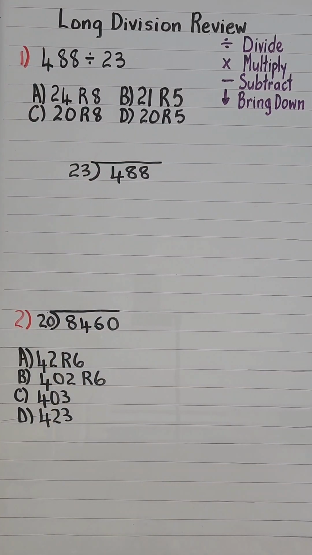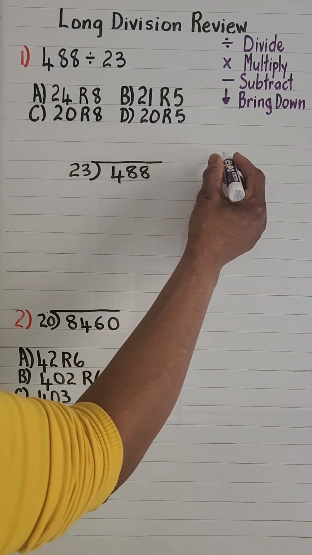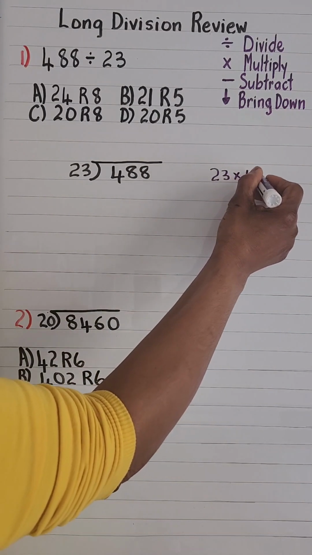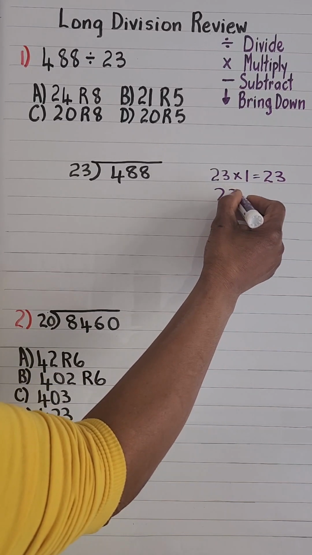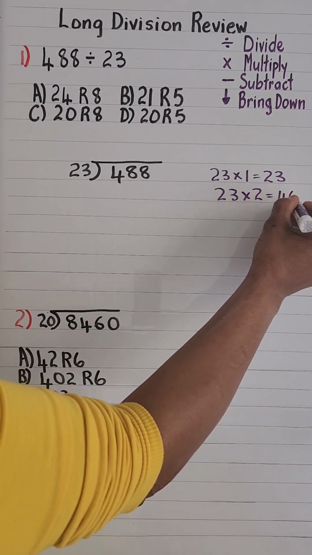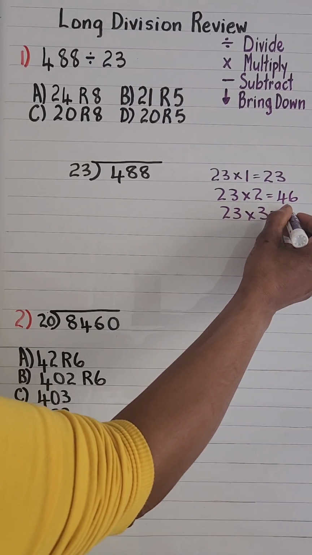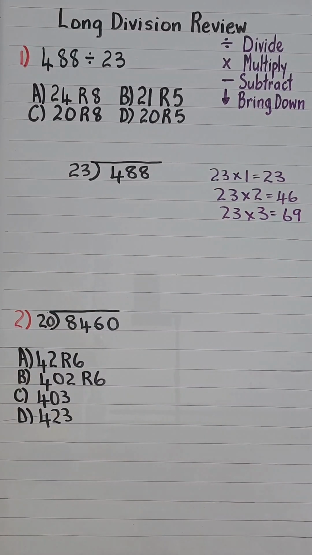And when I'm doing long division, I usually like to make my tables, the times table for the divisor. So that is 23 times 1 is equal to 23. 23 times 2 is equal to 46. And 23 times 3 is equal to 69. And we can stop there for now. If we need more, we can continue.